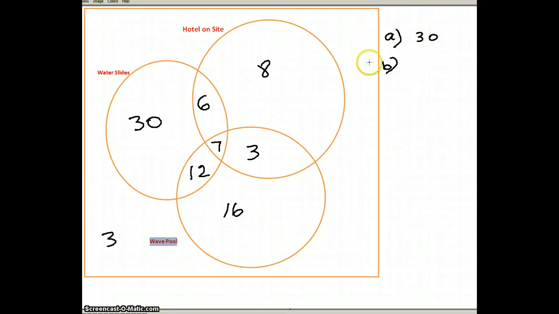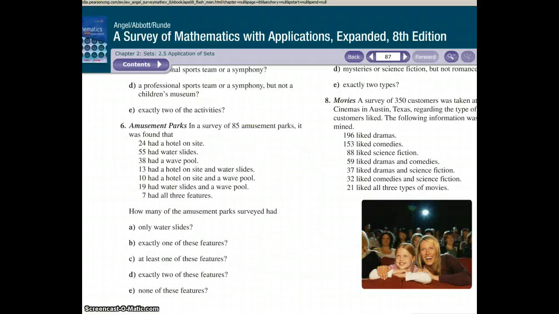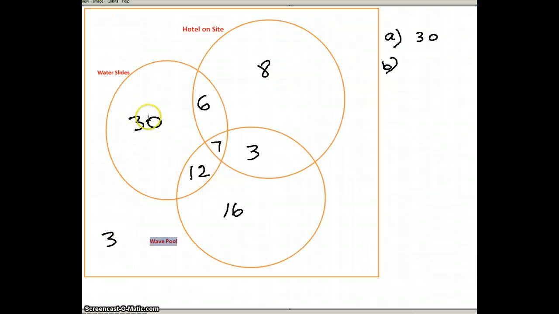Let's look at part B now. Part B, exactly one of these features. So looking back at the Venn diagram, this is one feature, this is one feature, and this is one feature. So for part B, I'm going to add 30 plus 8 plus 16. The sum of 30 plus 8 plus 16 is 54. So part B is going to be 54.